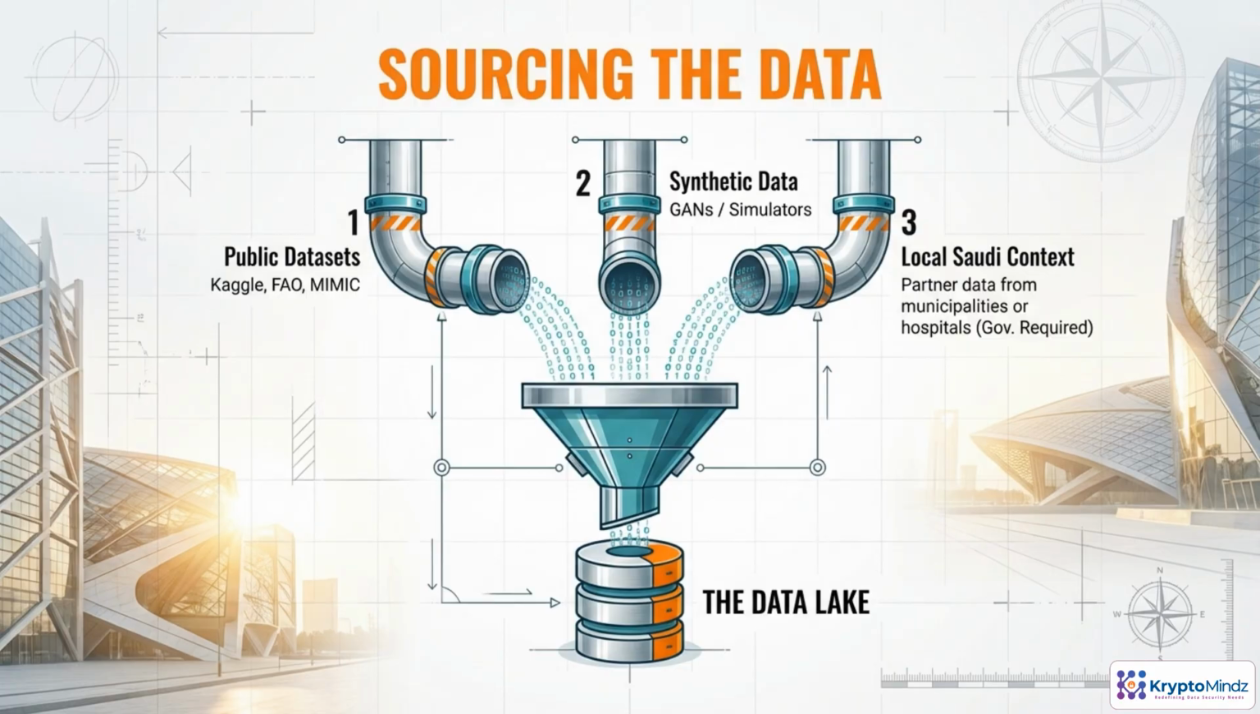For almost every blueprint in this course, your data lake will mix three streams. First, start fast with public datasets from Kaggle, FAO, MIMIC, and similar sources. They let you prototype and benchmark. Second, add synthetic data from GANs or simulators to explore edge cases and boost privacy. Third, negotiate carefully governed access to Saudi municipal, farm, or hospital data to make the research locally impactful.